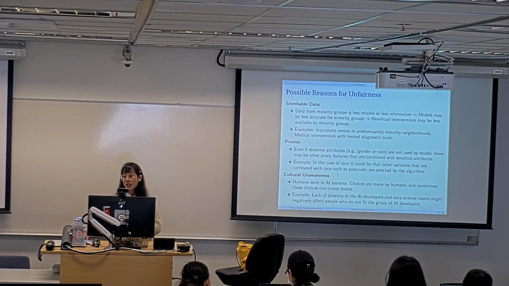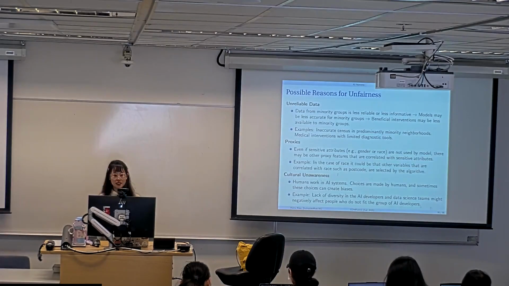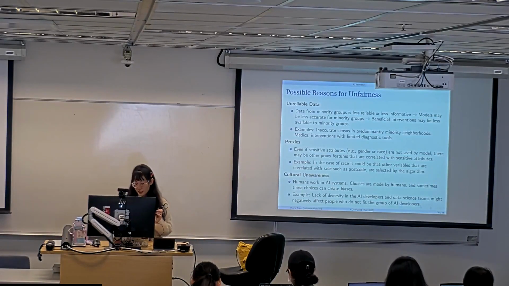In this case, they may simply ignore, because they are simply not aware that there are people with disabilities. Due to such cultural unawareness, they may cause some unfairness in their models, because healthy people make decisions which will also affect people with disabilities. So these are some analyses on the possible reasons for unfairness.